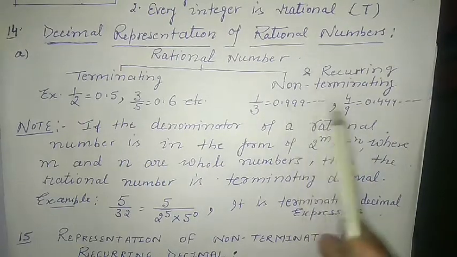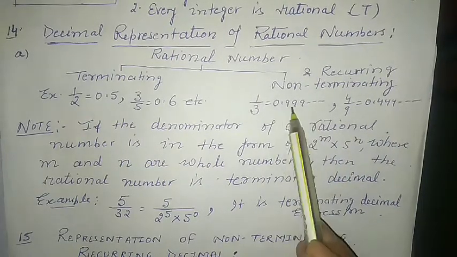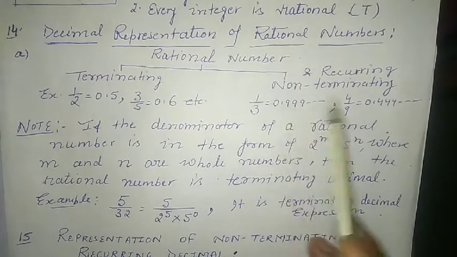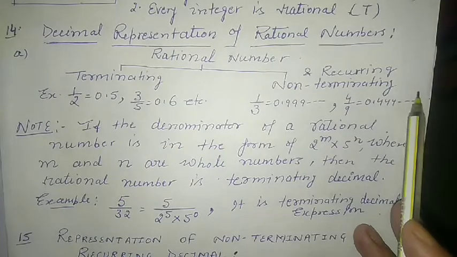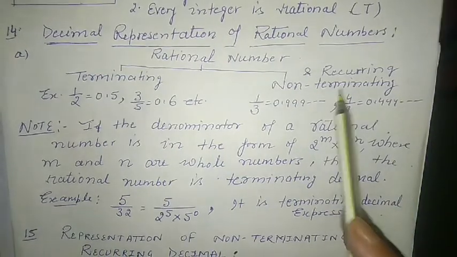And it is non-terminating. It never ends, but the decimal number will repeat. 4 upon 9 is 0.444 and so on. So these are non-terminating and repeating.